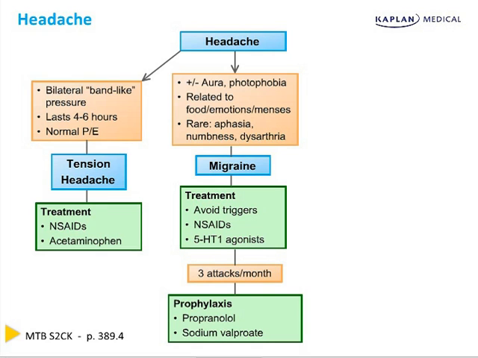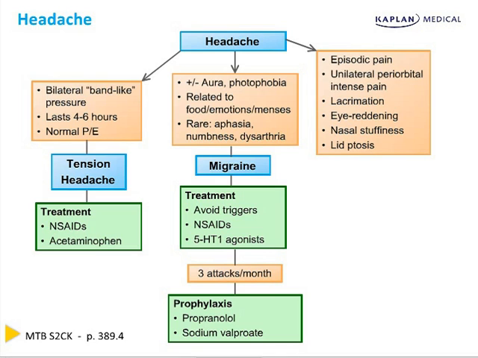Now, the most important thing for you to know about step 2 is that triptans are for aborting headaches, but when you have 3 headaches or more a month, propranolol or valproic acid are prophylaxis. Remember, triptans abort, beta blockers prophylax.